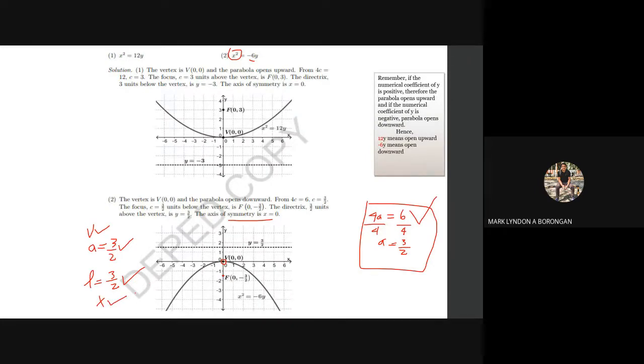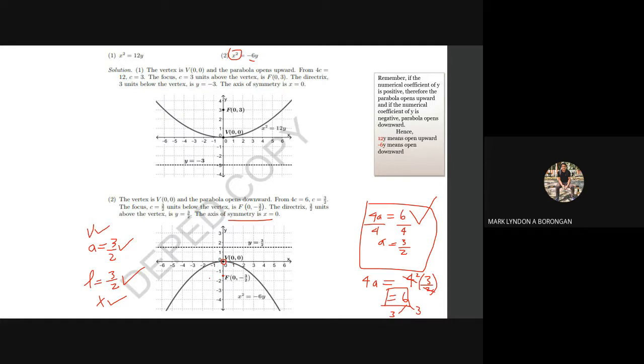Now for the extra, the extra is the latus rectum, if ever it is asked. So how do we find the latus rectum, sir? From 3 halves, all we need to do is use the formula, which is 4a. So for the latus rectum, it is 4 times 3 halves. Cancel out, so what is left is 2 times 3, which is equal to 6. So 6 is the total of our latus rectum, and if we divide it, that will be 3 and 3.